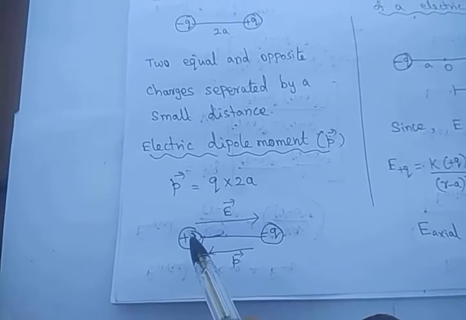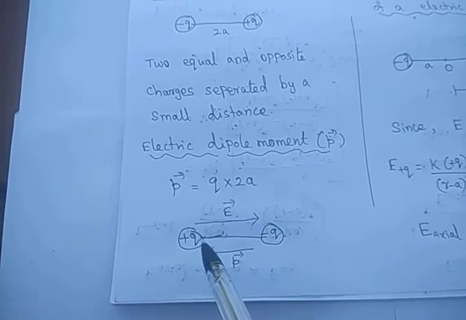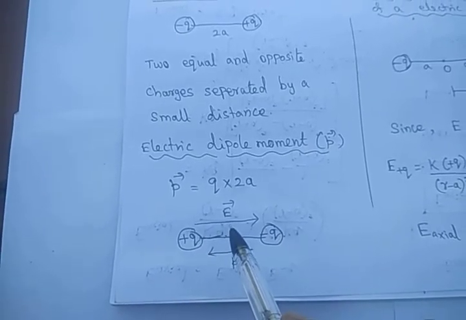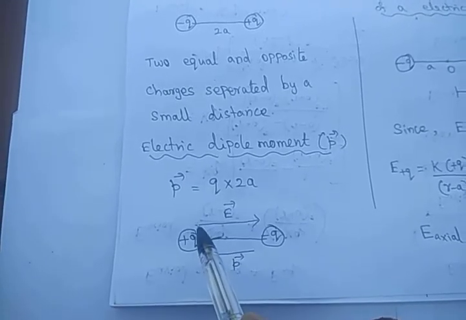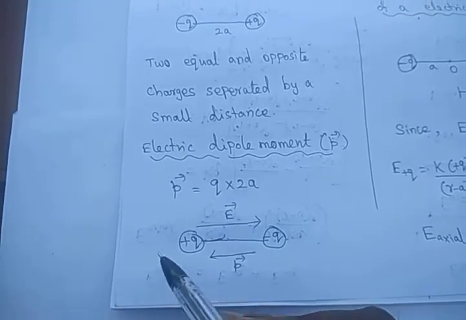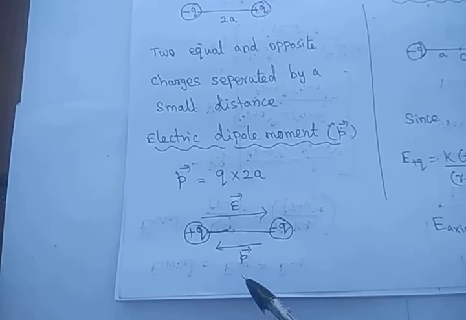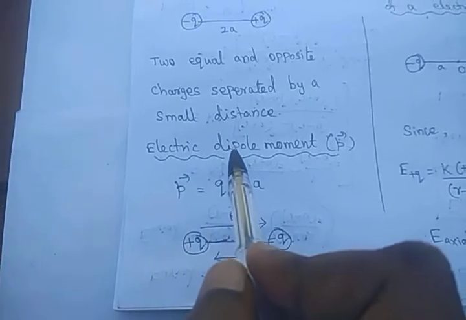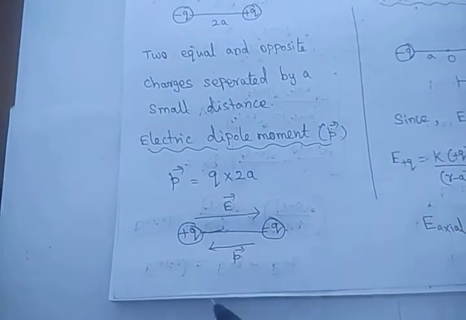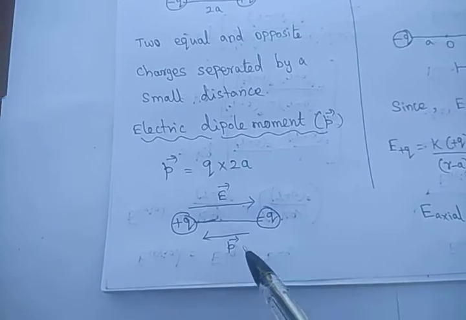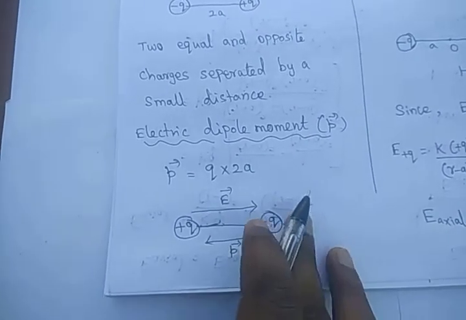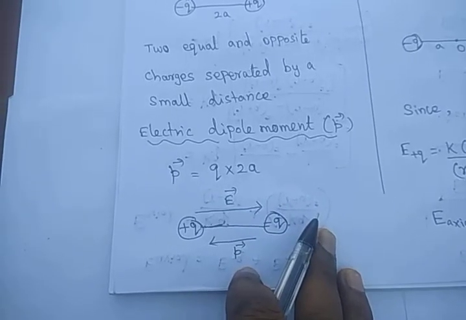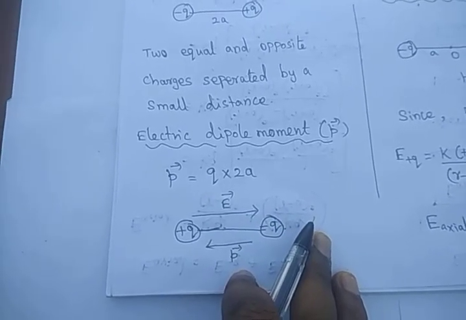Since we know that the electric field is a vector, the electric field vector is always moving from positive charge to negative charge. That means it will move away from the positive charge and towards the negative charge. So the electric field direction is from positive to negative charge. Then the dipole moment direction is just opposite to the electric field direction. The dipole moment direction is from negative to positive. This is very important from the exam point of view.